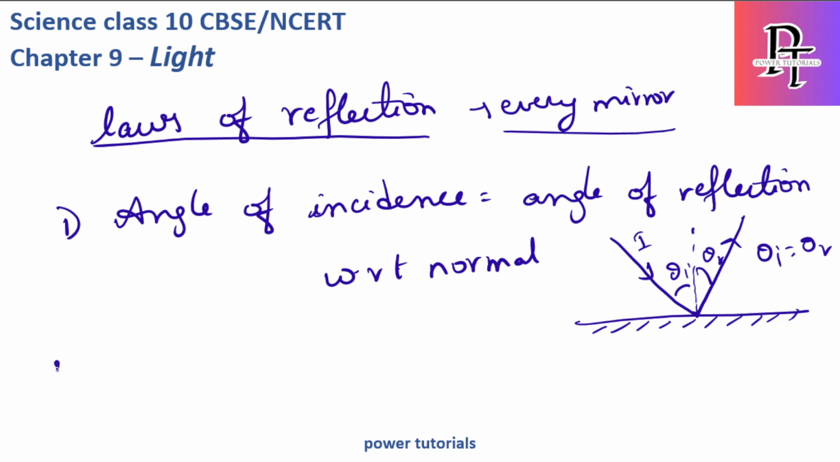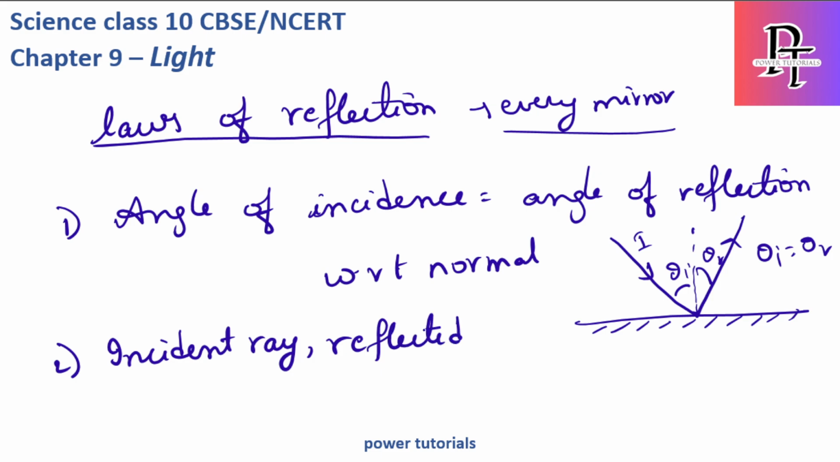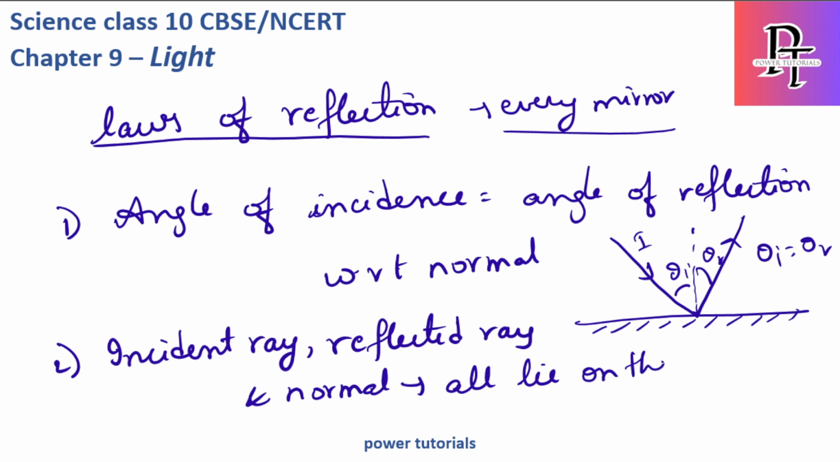Okay, second law: incident ray, reflected ray and normal all lie on the same plane. So it's not like in one plane we have incident, in one plane we have reflected, in one plane we have normal. All the three rays, this one as well as this is the normal, all should lie on the same plane. So this is very easy, and this is an important question for 2 marks as well.